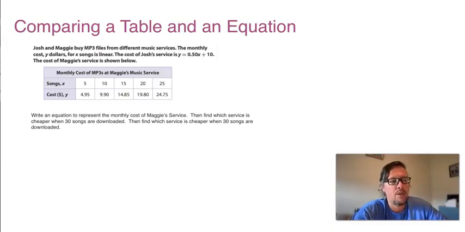The cost of Maggie's service is shown below in the table. We'll get to that in a minute. We need to do a few things. It says write an equation to represent the monthly cost of Maggie's service. Then find which service is cheaper when 30 songs are downloaded. Then find which service is cheaper.